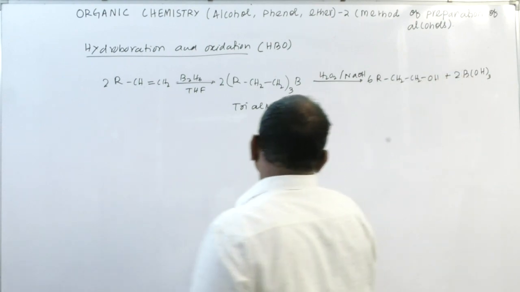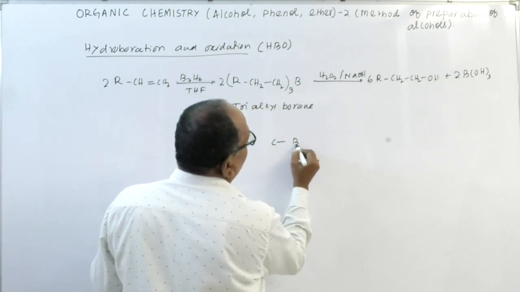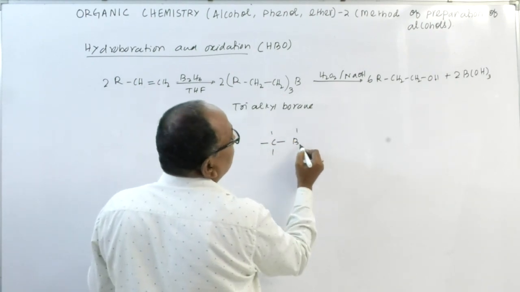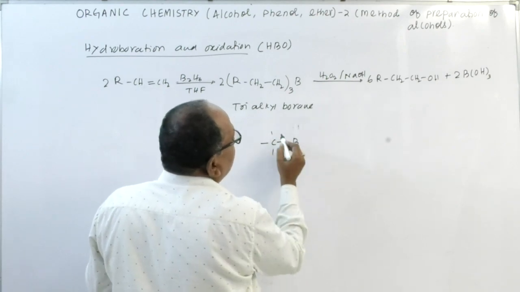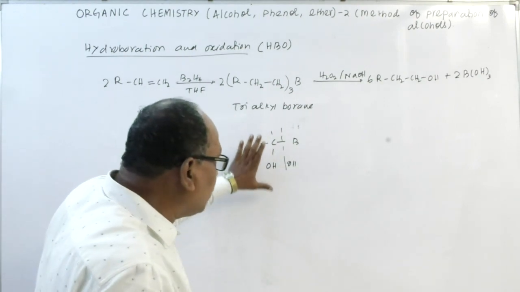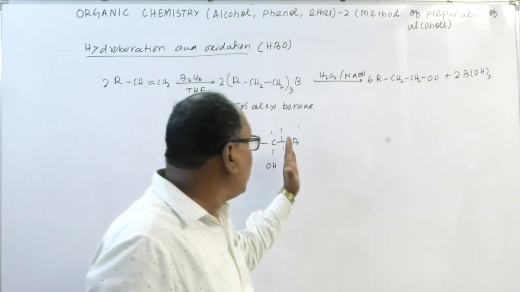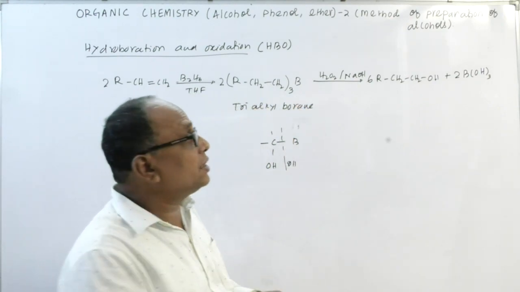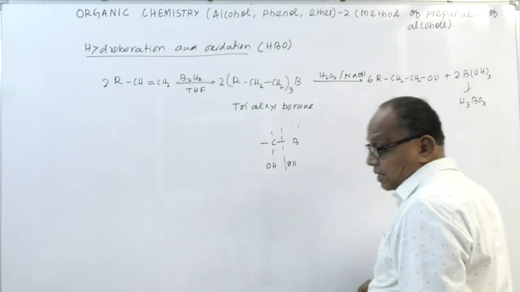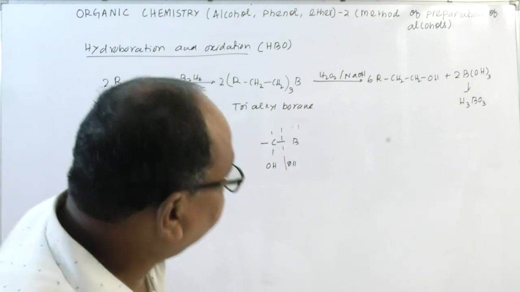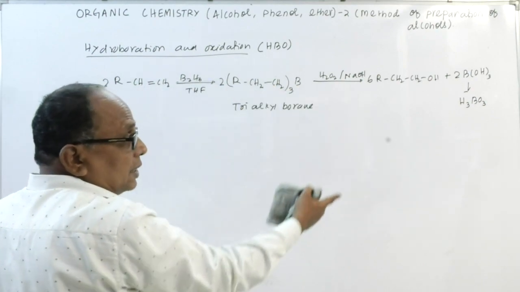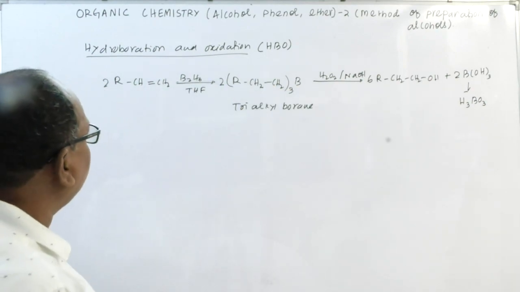Here we have the carbon boron bonds like this one. This is boron. And this bond is broken on oxidation, here the OH, this side is OH. So the alkyl will contain your OH group and boron will contain your OH group. And this became, what is this? This is known as H3BO3, this is your boric acid. That's why it's called hydroboration and oxidation of alkene.